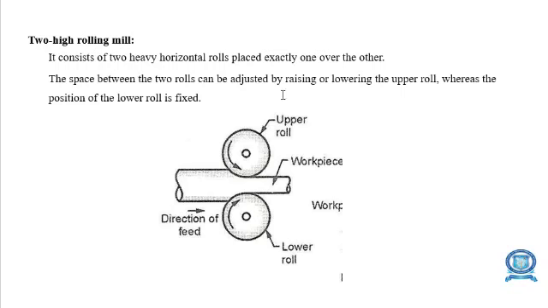This is the diagram for the 2 high rolling mill, having two rollers. The workpiece is fed into the gap of the two rollers to reduce the cross section of the workpiece.